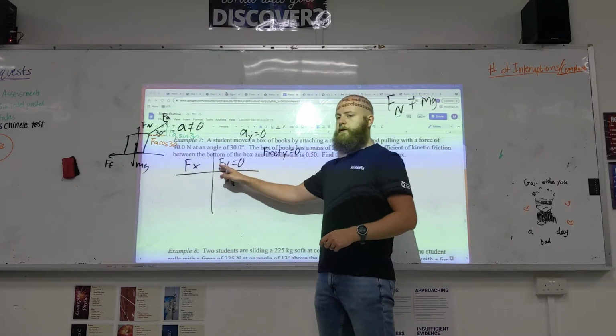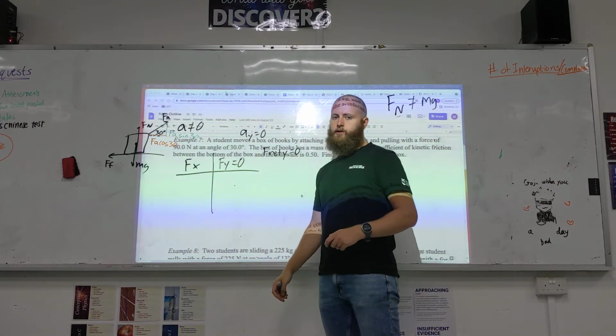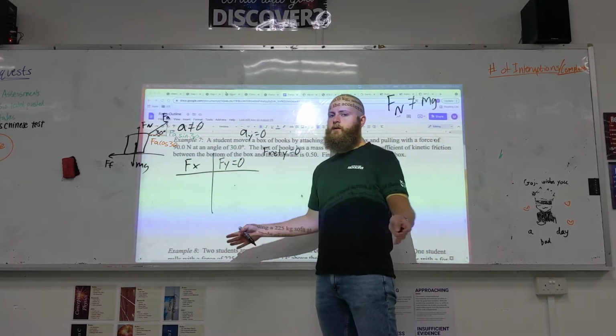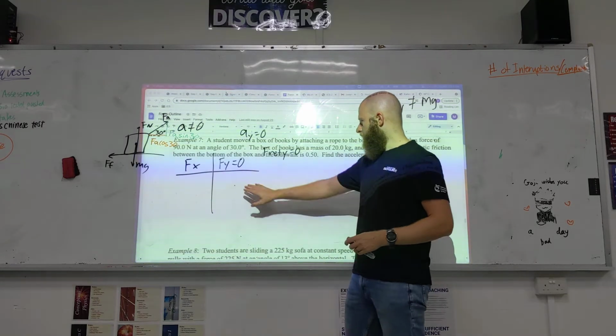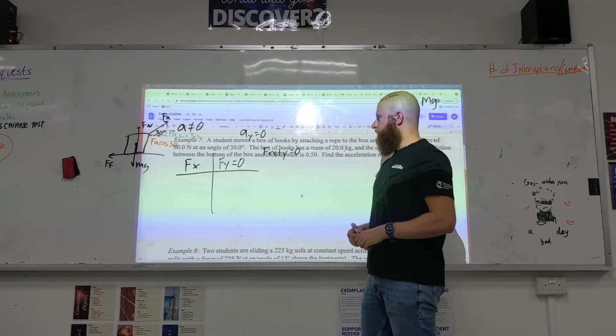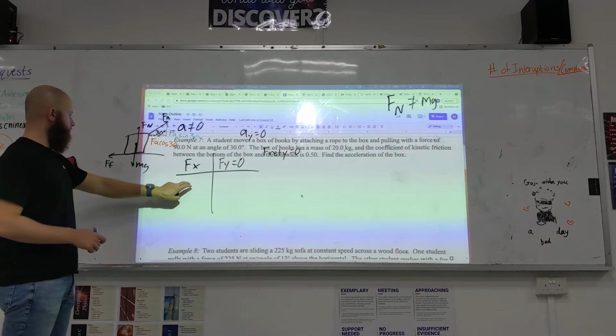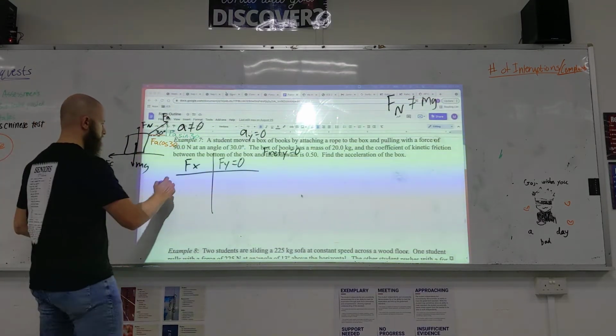Okay, so this is my F net in the y direction, this is my F net in the x direction. Since this is 0, my Fx is my F net. Okay? So I have my Fy equals 0. Let's go ahead and start putting some forces in here. So in the x direction, I have Fa cosine 30.